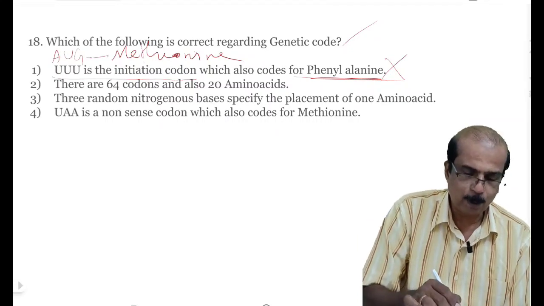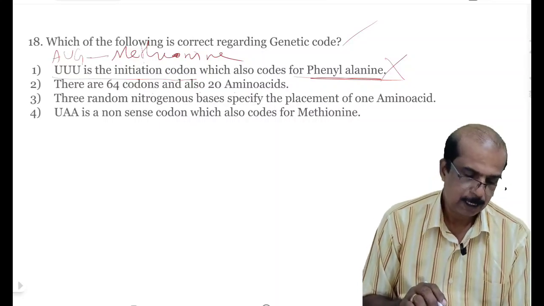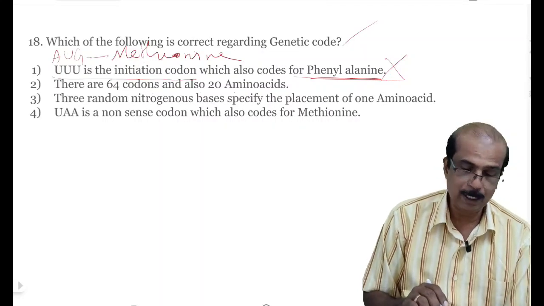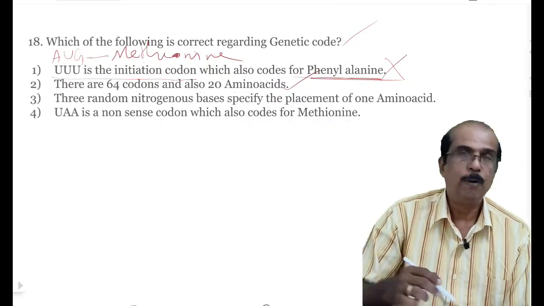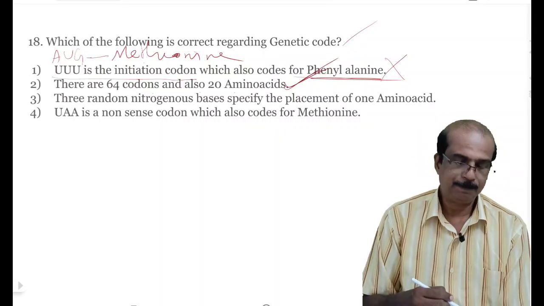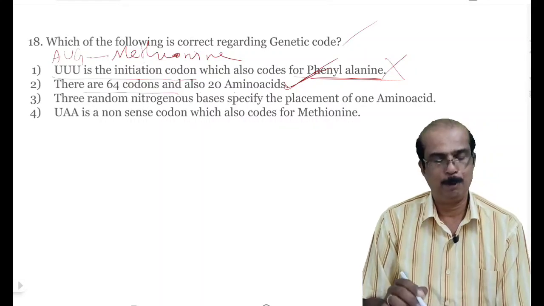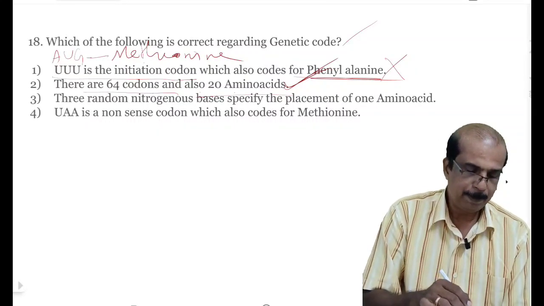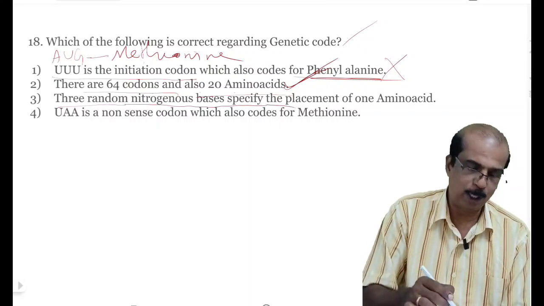There are 64 codons and 20 amino acids. For translation, the raw materials are 64 codons and 20 amino acids. Correct statement. Statement 3: 3 random nitrogen bases specify the placement of one amino acid.